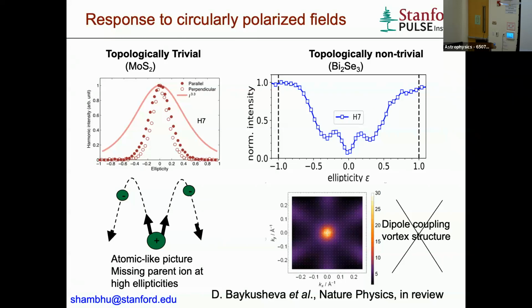These are the results from MoS2, which is topologically trivial. And these are results from bismuth selenide, which qualitatively look completely different, as you can see. And the picture here is very similar to the atomic-like picture, but here we attribute this, especially this strong emission in the circularly polarized case, to these Dirac-like bands.